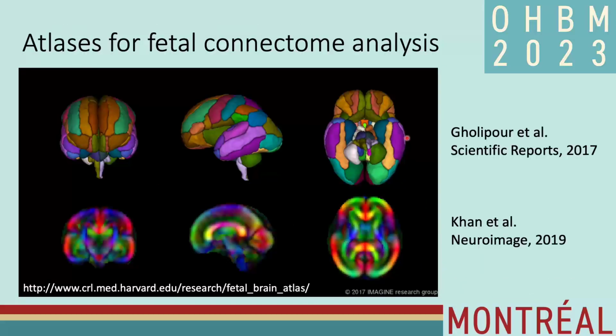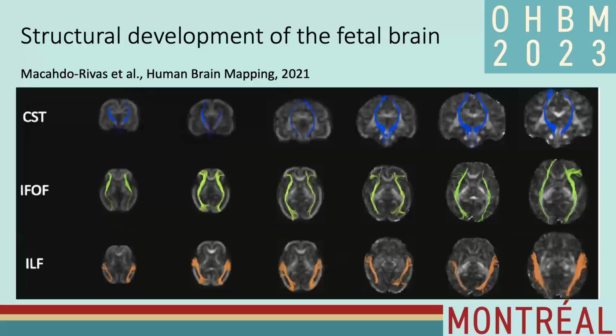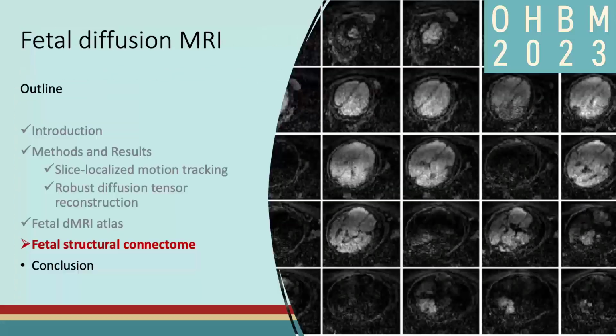Our atlases are available online. It actually comes with a T2 atlas, which includes 120 plus parcellations of the brain regions, as well as the fetal diffusion tensor atlas that we showed. Regional tractography can be informative and can be performed on the images with the tools and atlases that we've developed. And these show how these corticospinal tracts and the other tracts are developing across age in the third trimester. And another snapshot of the corticospinal tracts, inferior fronto-occipital pathway and the inferior longitudinal fasciculus in the fetal brains.